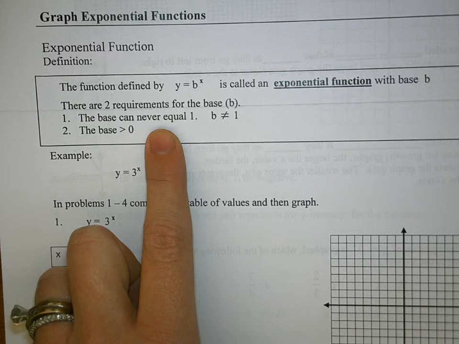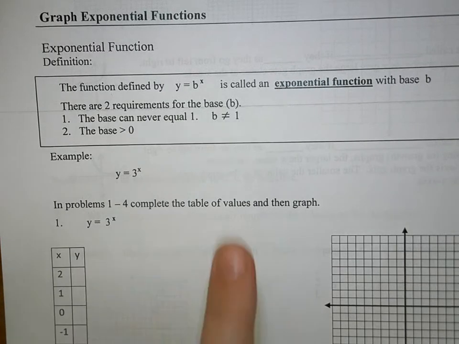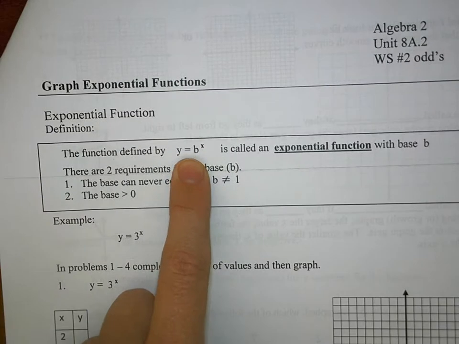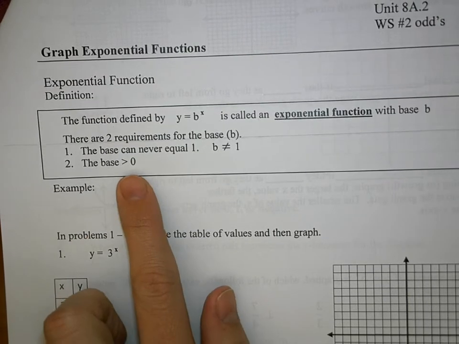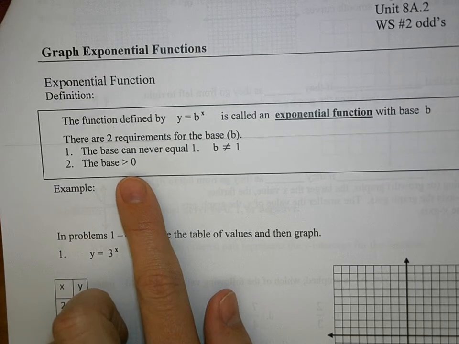The base can never equal 1. We're going to talk about why. But if you think about it, if your base is 1, 1 to any power is going to be 1. So are you going to have any kind of line or increasing or decreasing? No, it's just going to be a flat line. So that's why you're not going to have 1 in the base. And your base needs to be greater than 0.